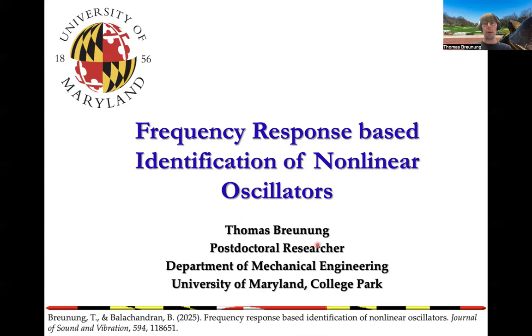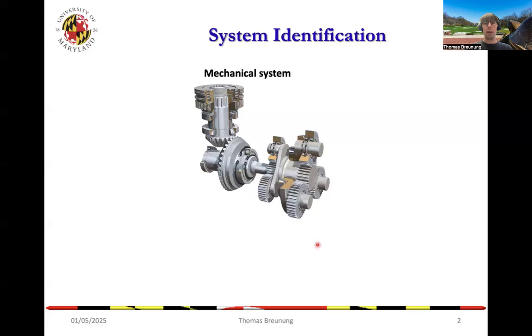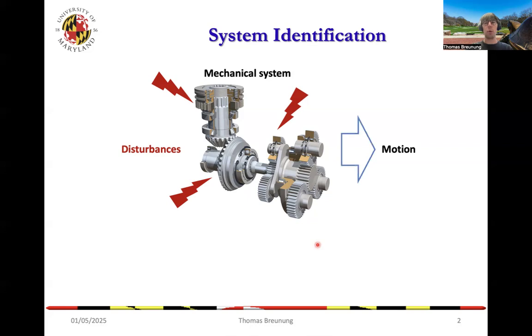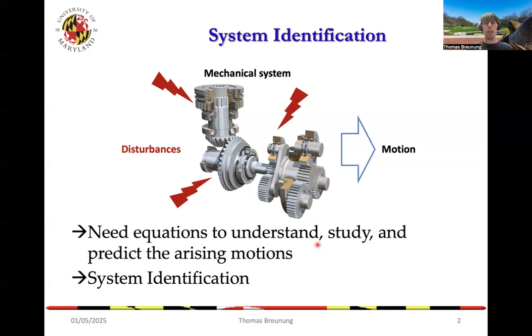So to motivate the topic of system identification, we study generally mechanical systems, and they interact with the environment. Forces act on them, and due to those forces, the mechanical systems start to move. One is interested in the motions of those mechanical systems, and one tries to understand, study and predict those motions. To this end, we need governing equations. And this motivates the topic of system identification, more specifically for nonlinear oscillators. I'm going to show you that on the next slide.